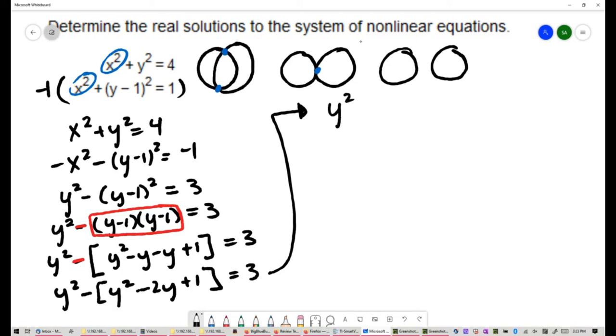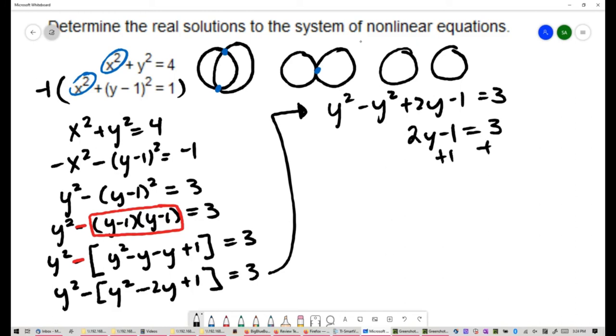y squared minus y squared plus 2y minus 1 equals 3. y squared minus y squared will cancel each other out. We have 2y minus 1 equals 3. I'm going to add 1 to both sides to get 2y equals 4. Divide by 2 and y equals 2.